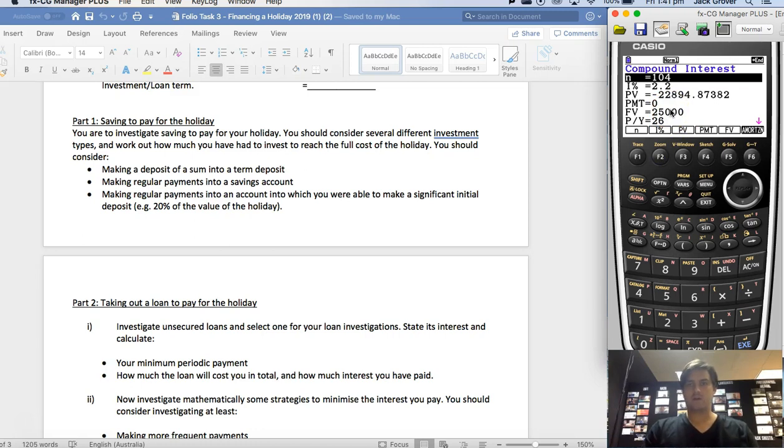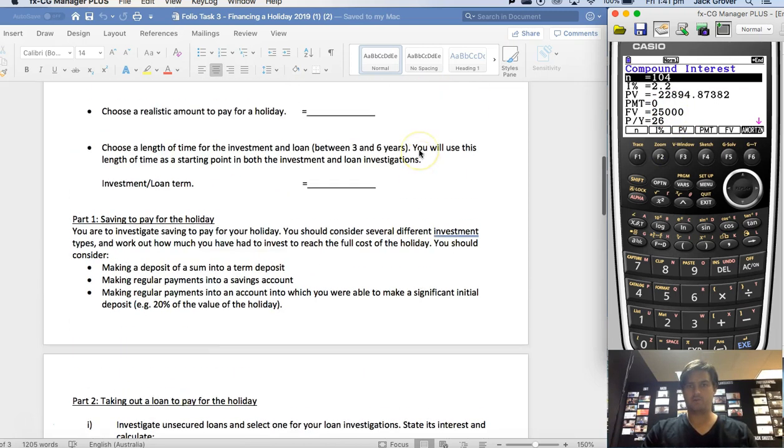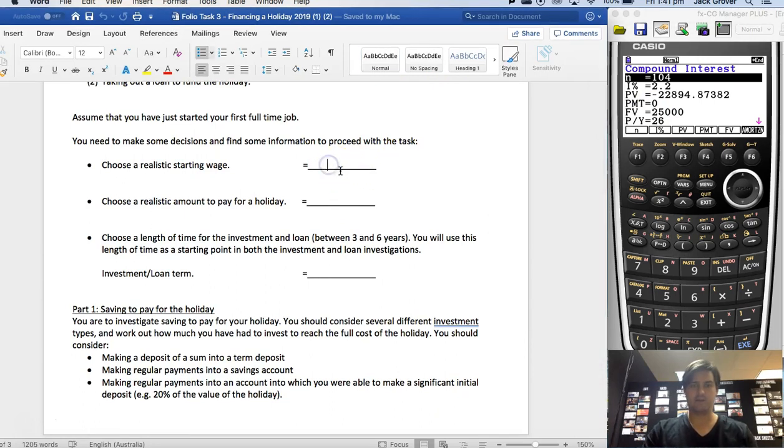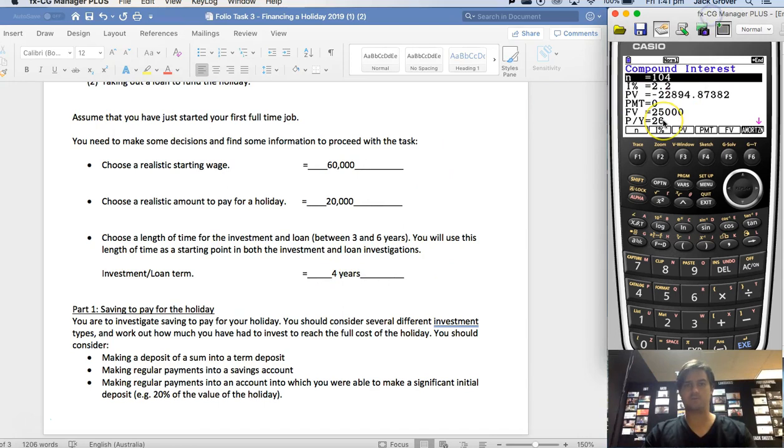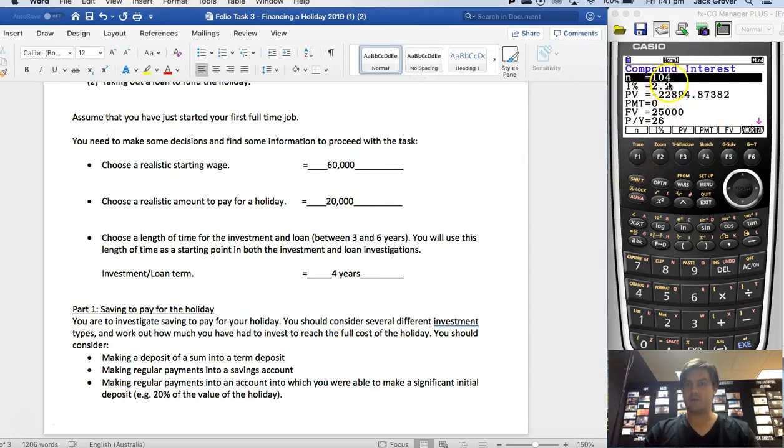I'm going to say that my starting wage is going to be $60,000. My holiday is going to be worth $20,000. And my loan term is going to be 4 years, or my investment term is going to be 4 years. Remember, this first part, we're seeing what we need to do to save up this $20,000 in 4 years' time. We're going to assume that my interest rate is 2.2% and that it is compounded fortnightly.